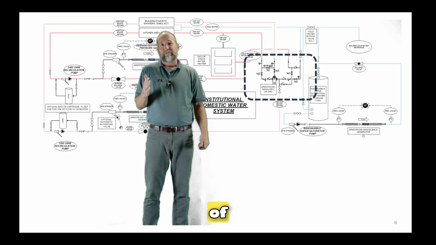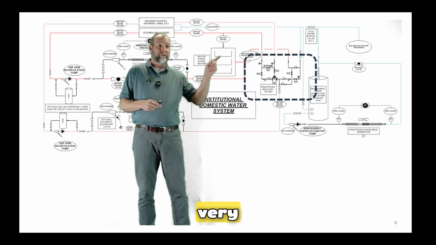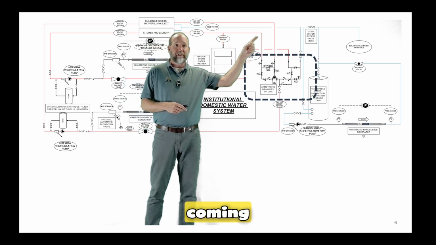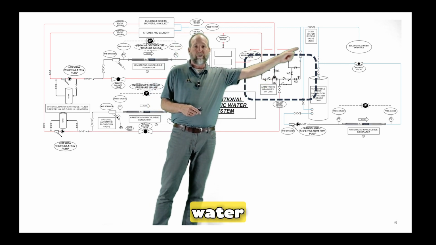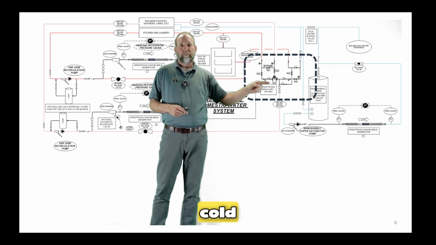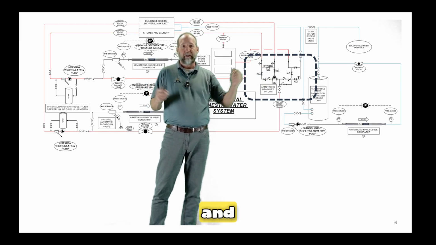There are different types of master mixing valves, but their purpose is very simple. Sending out 140 coming in over here, 140 comes into the hot side of the valve, bringing in our cold water over here, okay? Cold plus hot equals warm, okay? And that's how they work.